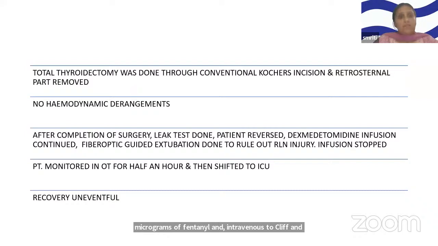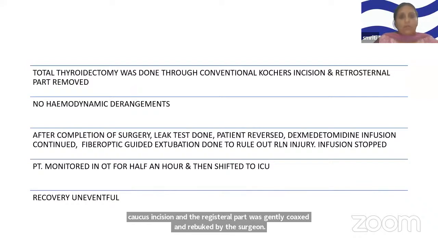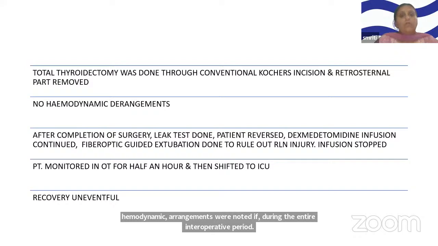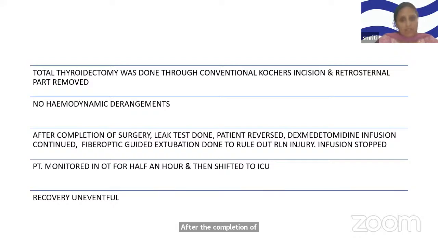Total thyroidectomy was done through a conventional Kocher's incision, and the retrosternal part was gently coaxed and removed by the surgeon. No hemodynamic derangements were noted during the entire intraoperative period. After the completion of surgery, to rule out tracheomalacia, a leak test was done, and the leak test turned out to be negative, so patient was reversed with injection glycopyrrolate and neostigmine. Dexmedetomidine infusion, however, was not stopped.